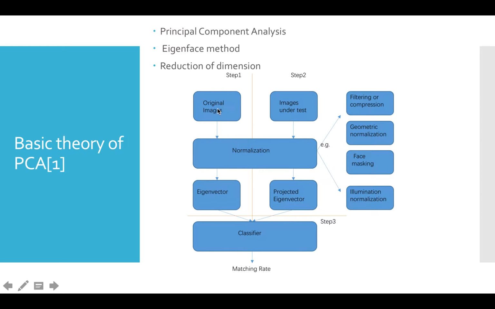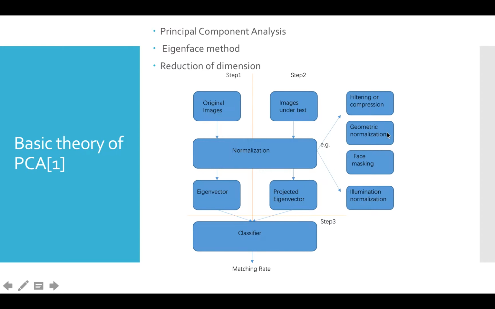In step 1, firstly, we should collect some original images. Since the pictures vary in lighting source, angle, human positions, different expressions, or background, the first thing we need to do is normalization. The normalization includes using a low-pass filter or compression. This step is trying to make sure we get similarly sized pictures.